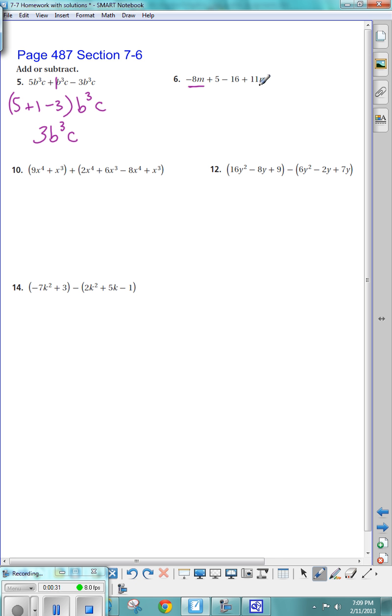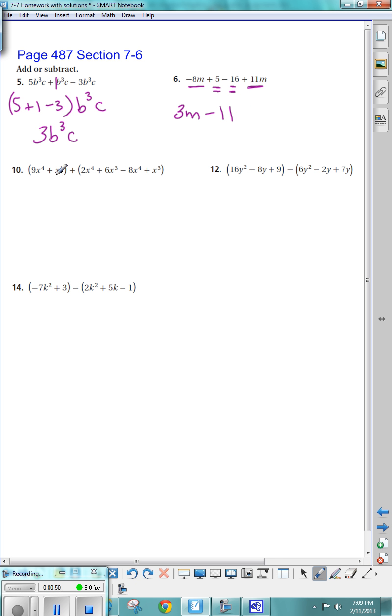Here I can combine 8m, negative 8m, and 11m. Different signs, subtract. 3, keep the m. 11 was bigger, it's positive. Positive 5, negative 16, different signs, subtract. Keep the sign on the 16. So that's going to be minus 11.